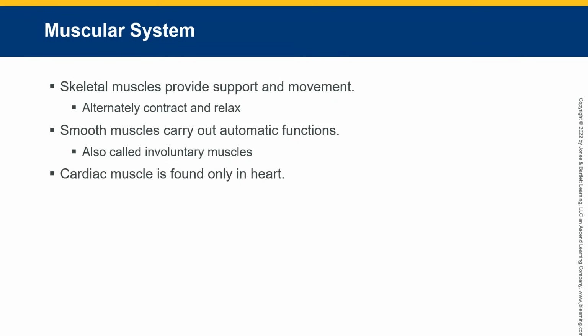Okay? So an example of a skeletal muscle would be a bicep or a tricep. A smooth muscle would be the esophagus, the gallbladder, the stomach. You can't control those things, right? And of course, the cardiac muscle is only in the heart.